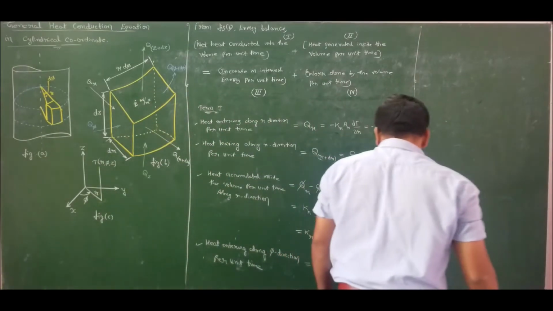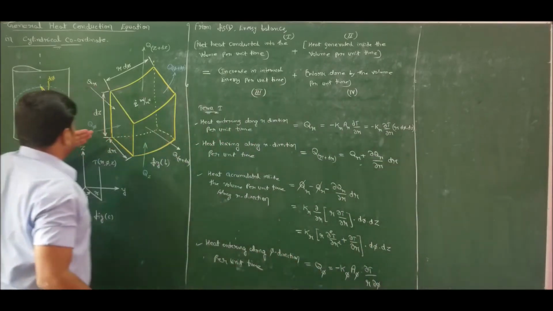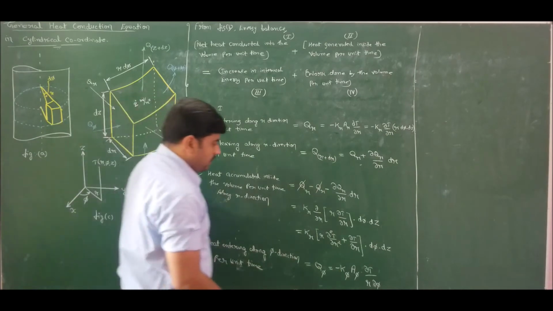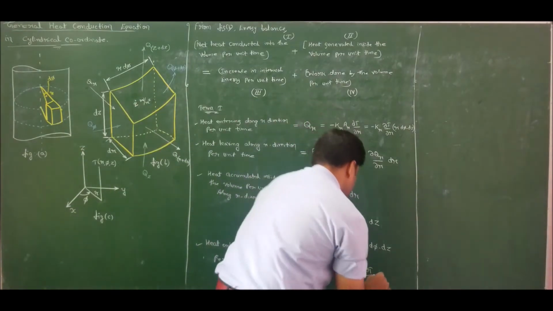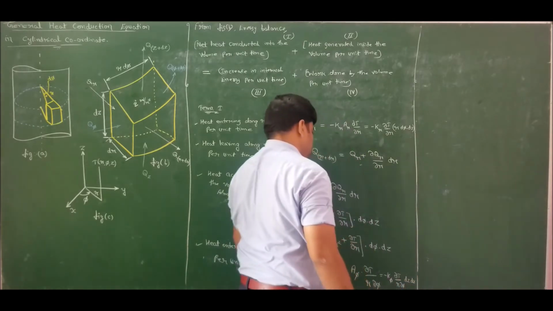Now the area along phi direction, that is area perpendicular to the heat flow, is dz dr. So where A phi is dz dr, so this can be written as minus k phi dou T by r dou phi dz dr.